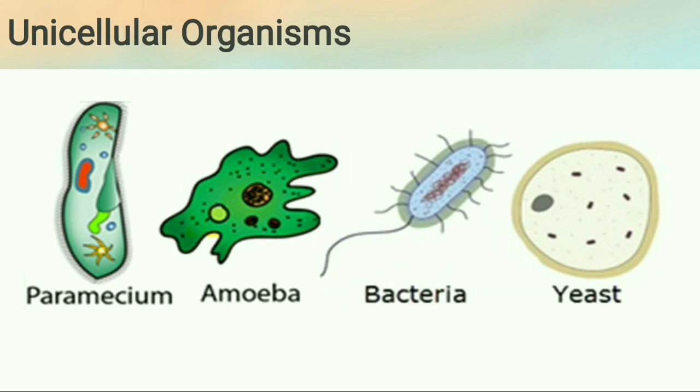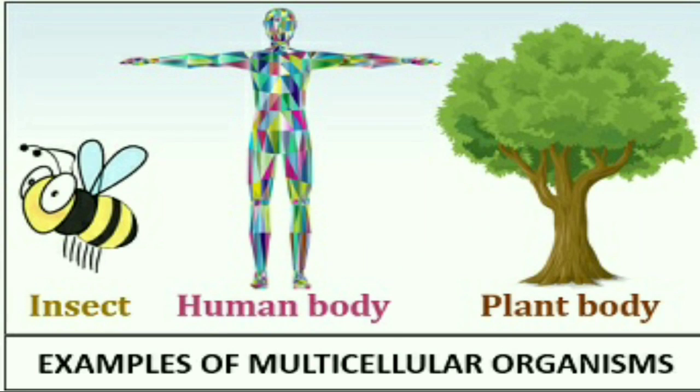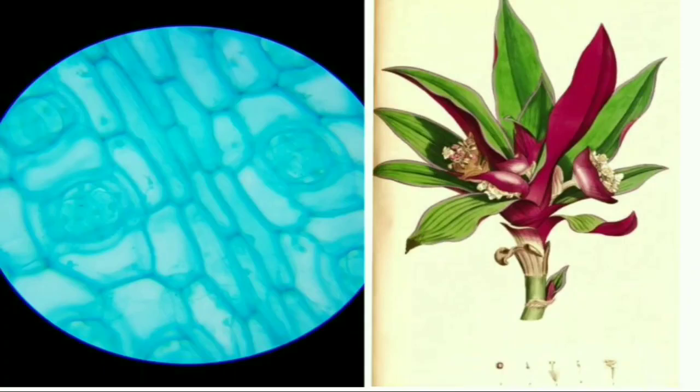These are examples of unicellular organisms: paramecium, amoeba, bacteria, yeast. They are all examples of unicellular organisms and all living functions are performed within a single cell. Then insects, human body, plant body are examples of multicellular organisms. Our body is made up of multiple cells.